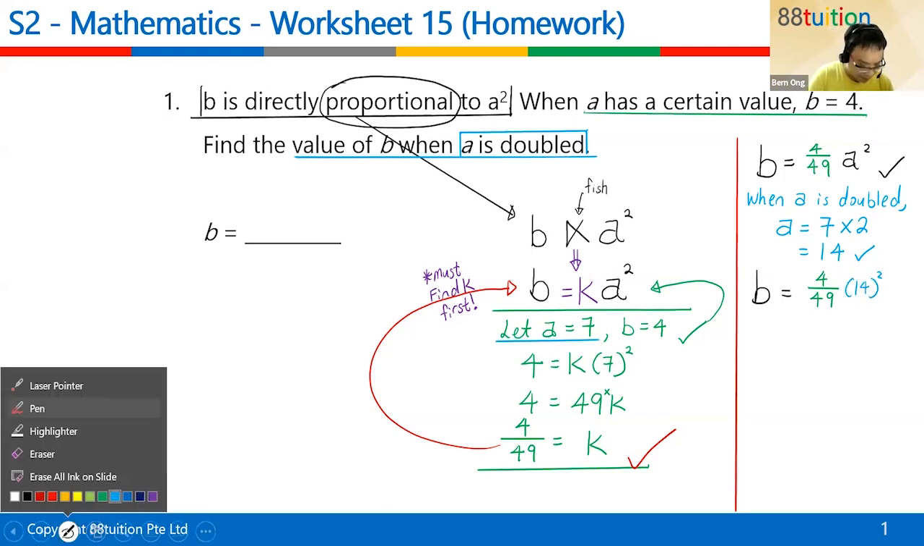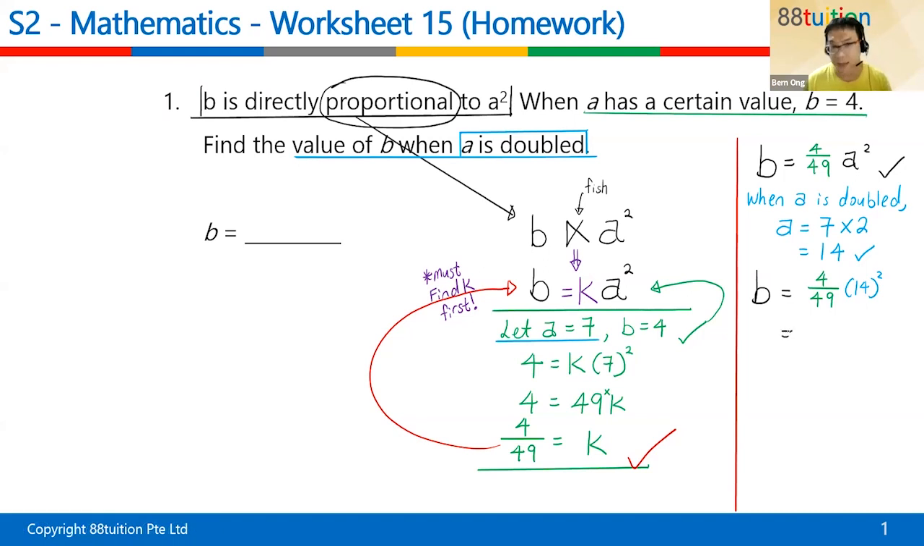All right, can somebody please take out your calculator and press the answer for me? 4 over 49, open bracket 14, close bracket square. And what's your answer? B is what? Can somebody press your calculator? Oh my goodness, 16.